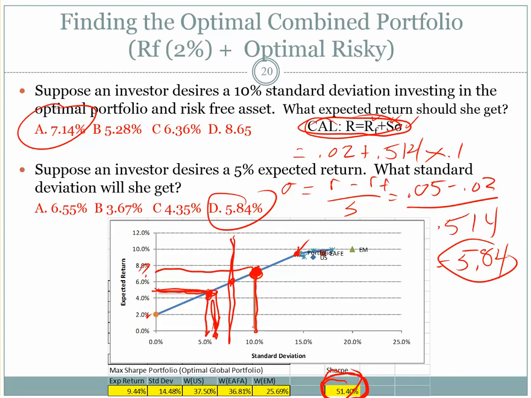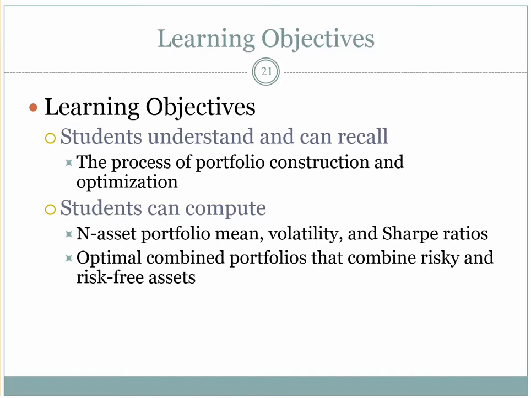If I look at this portfolio, it looks like it's mostly treasuries and a little bit of risky portfolio. So in this topic, we learned the process of portfolio construction and optimization, how to compute an asset mean and volatility and Sharpe ratios, and how to combine optimal risky portfolios and risk-free assets to get a tangency point on the CAL.